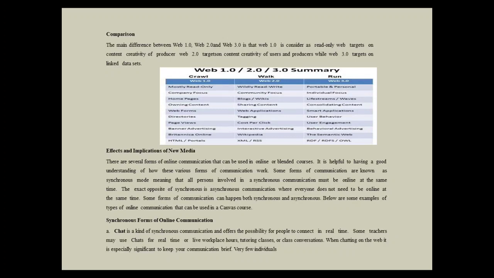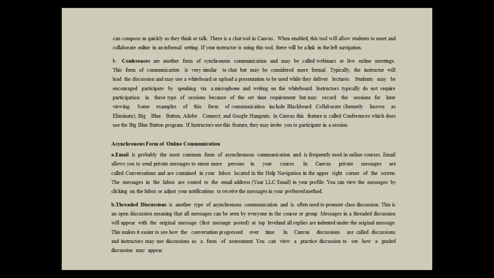Below are some examples of types of online communication that can be used in a Canvas course. Chat is a kind of synchronous communication and offers the possibility for people to connect in real time. Some teachers may use chats for real time or live office hours, tutoring classes or class conversations. While chatting on the web, it is especially significant to keep our communication brief. Very few individuals can compose as quickly as they think or talk.